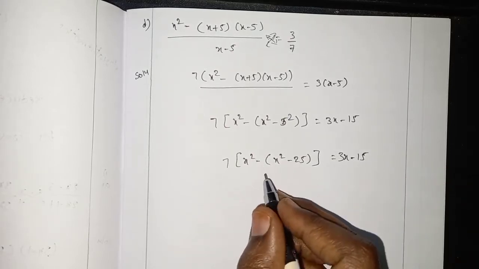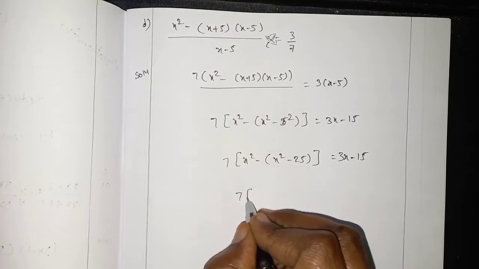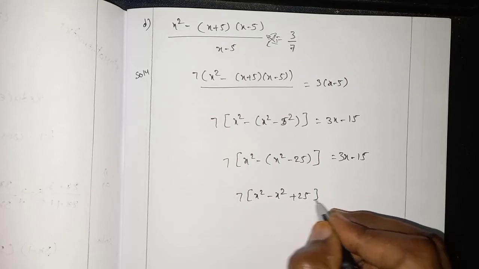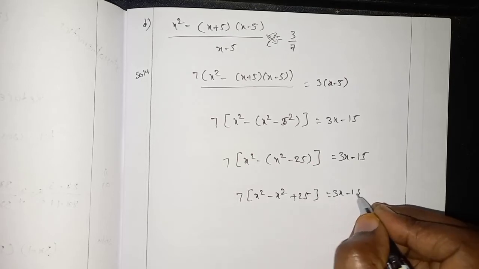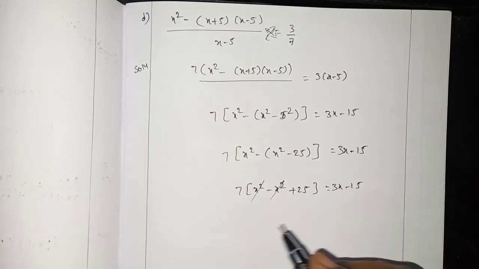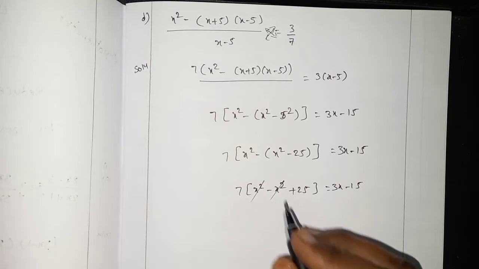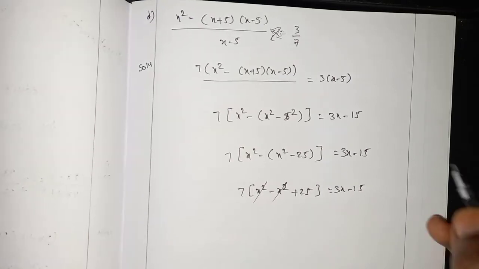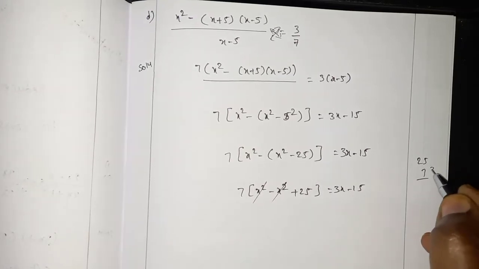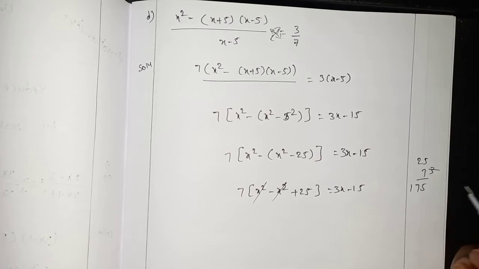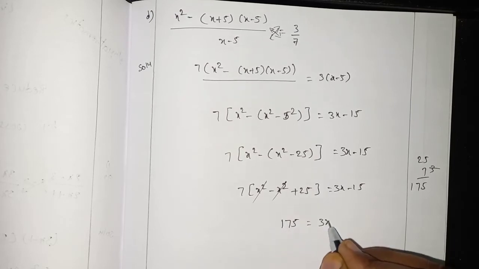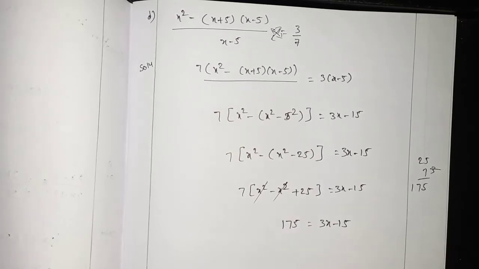Now multiply with minus here. 7 into x square minus, into minus, plus 25 equals 3x minus 15. Plus x minus x got cancelled. 25 7s: 7 5s are 35, 7 2s are 14. 14 plus 3 is 17. So 175 equals 3x minus 15.